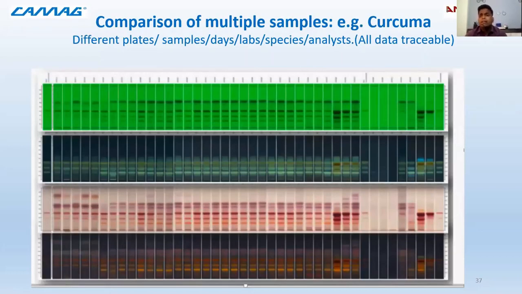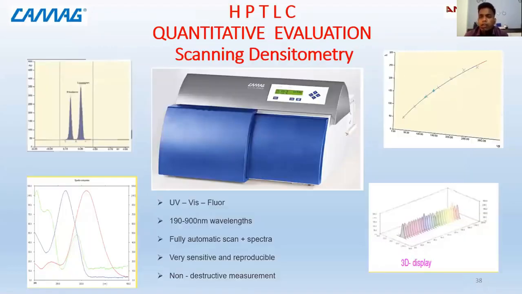You can do comparison studies by using this. This is the example of curcuma. All this data is collected from different sample days, lab species and analyses, and all this data is collected in one comparison viewer, and you can see the data. From that you can compare whether any degradation has happened, or any extra band or anything extra is present in your sample or not. So this is the example. This is the comparison you can do by using the HPTLC.